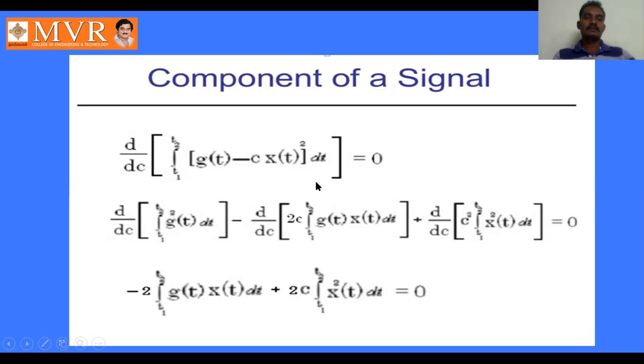So by differentiating and simplifying this, it can be extracted like this. It is in the form of a minus b whole square, so it is a square plus b square minus 2ab. So it becomes d by dc of integral t1 to t2 g square t dt minus d by dc of 2c into integral t1 to t2 g of t x of t dt plus d by dc of c square into integral t1 to t2 x square of t dt, which is equated to 0. By simplifying this, the expression becomes minus 2 into integral t1 to t2 g of t into x of t dt plus 2 into c into integral t1 to t2 x square of t dt equal to 0.